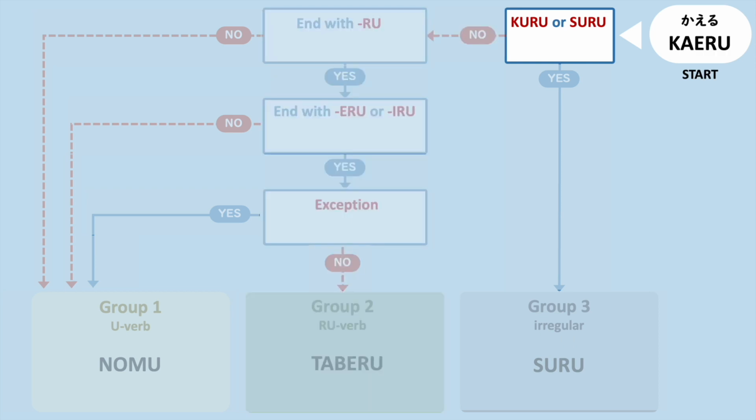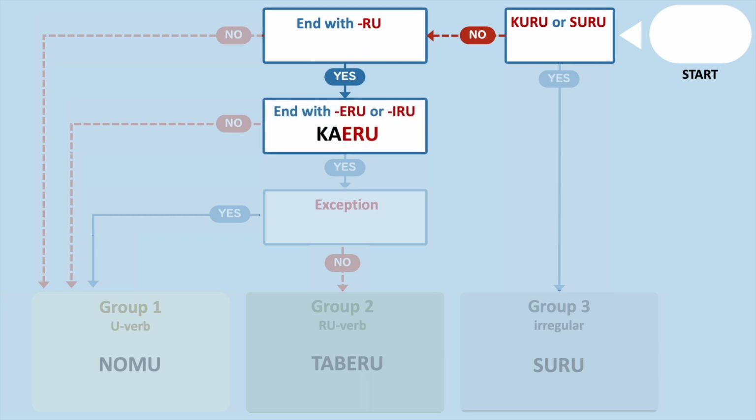The next verb is 帰る, to go back. Checkpoint 1. Is it 来る or する? The answer is no. Checkpoint 2. Does it have the る ending? The answer is yes. 帰る has the る ending. Checkpoint 3. Does it have the える or いる ending? The answer is yes. 帰る has the える ending.